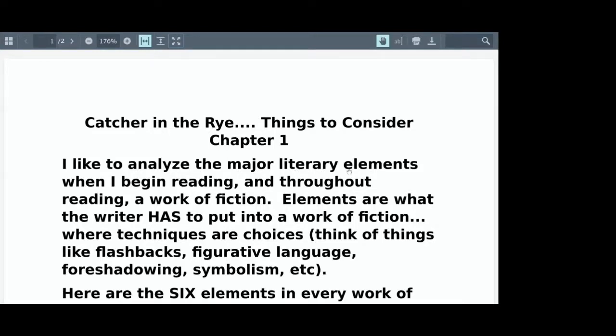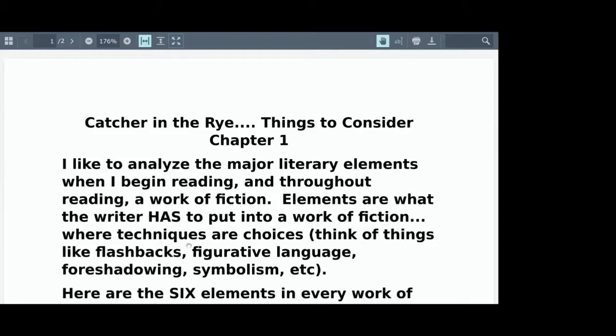And then after the 6 major elements, we have writing techniques or literary techniques. These are like the choices. Like if you went up to the buffet, which I don't think we can do right now. It's probably not suggested to go to a buffet right now.